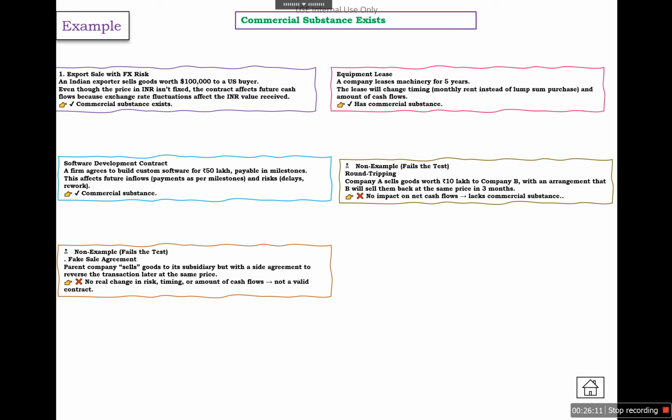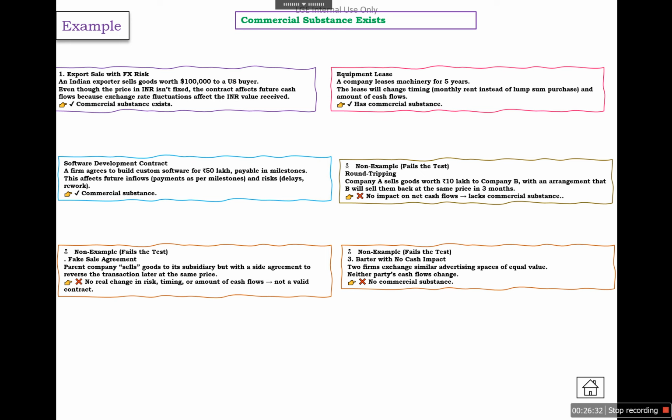Similarly, one more example. It is a case of a fake sale agreement where a parent company sells goods to a subsidiary, but with a side agreement to reverse the transaction later at the same price. So there is no real change in the risk, timing, and amount of cash flow. So it will not be called a valid contract.